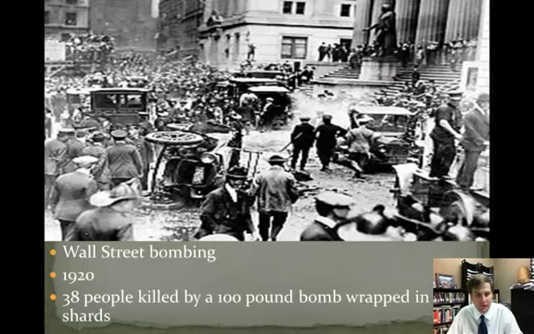It's also in 1920 that you had a Wall Street bombing. So you had this large, 100-pound bomb go off at Wall Street, killed 38 people. It was wrapped in metal shards. And even if you go to Wall Street today, there's still marks on some of the buildings where these shards actually pierced the buildings. So this was a very nasty incident, and it made people want something done. So the Palmer Raids were justified by the fact that there was some terrorism in 1919 and 1920, and people wanted these people rooted out and taken care of.